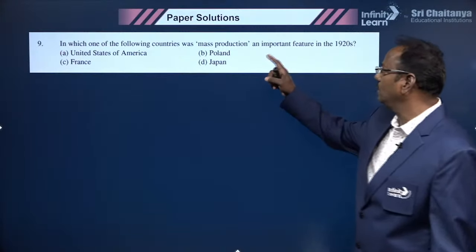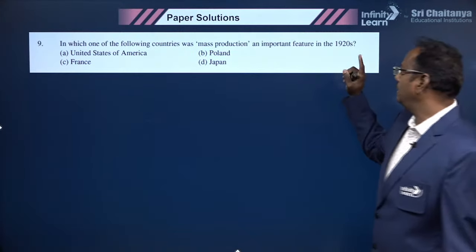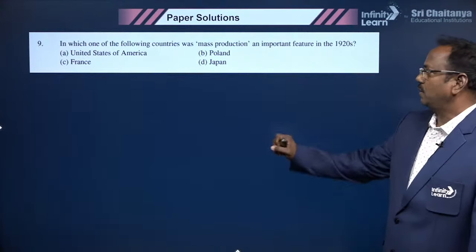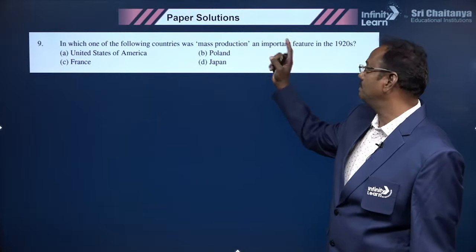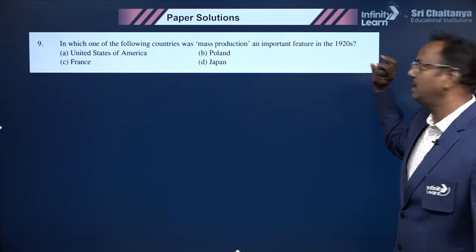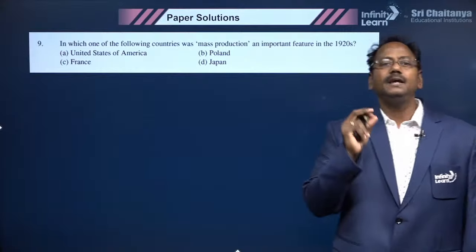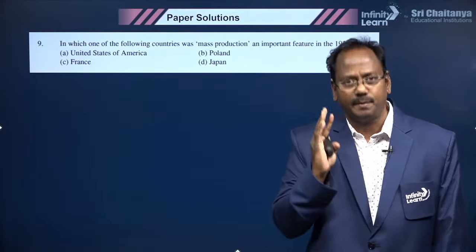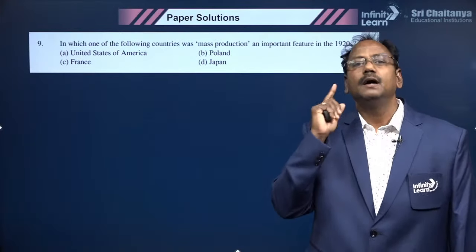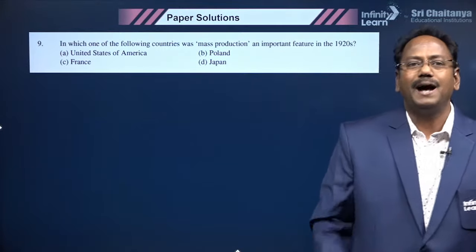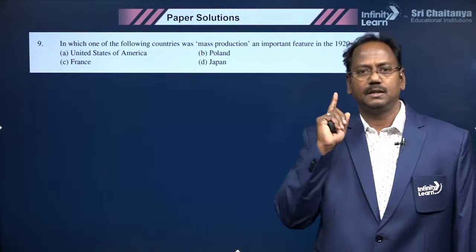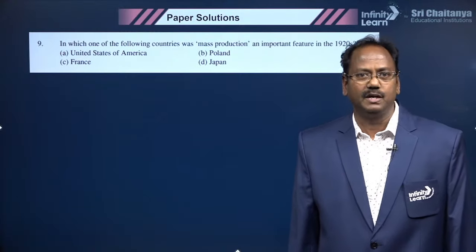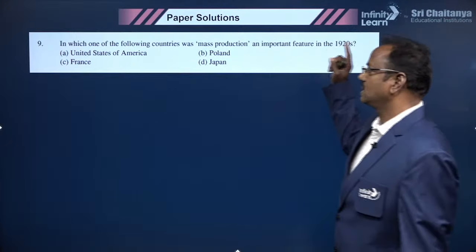In which one of the following countries was mass production an important feature in the 1920s? Once again, in which one of the following countries was mass production an important feature in the 1920s? In the early 1920s, one of the features you could see in the United States of America is that they decided to go for mass production. So the mass production of cars took place. The Ford industry was started, yes, as we know.